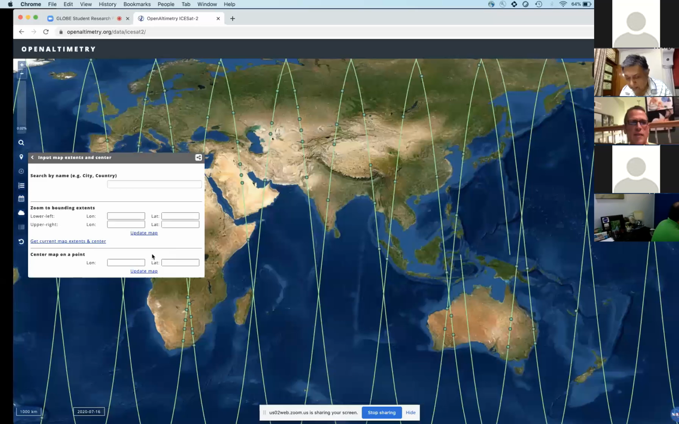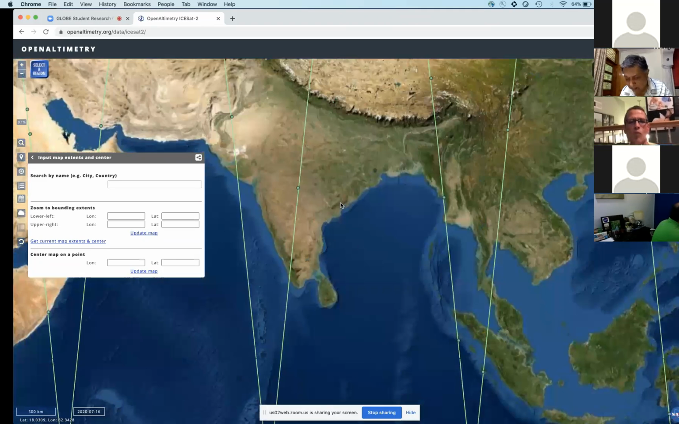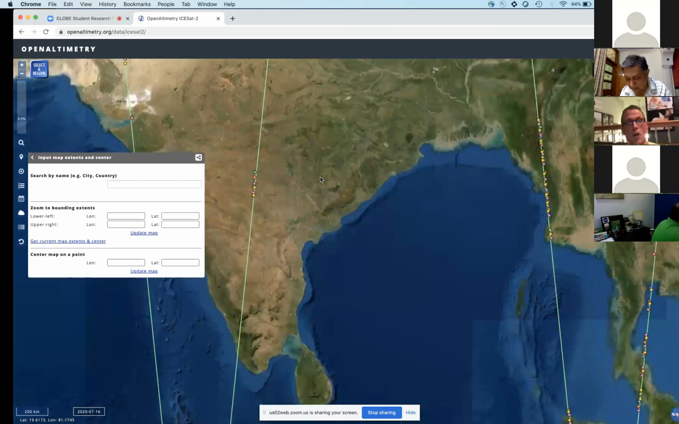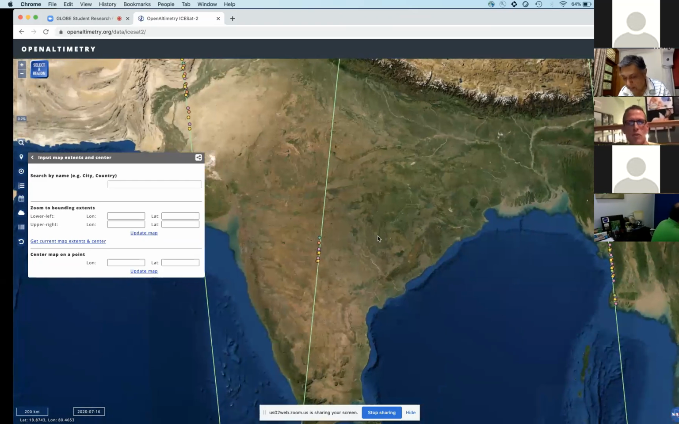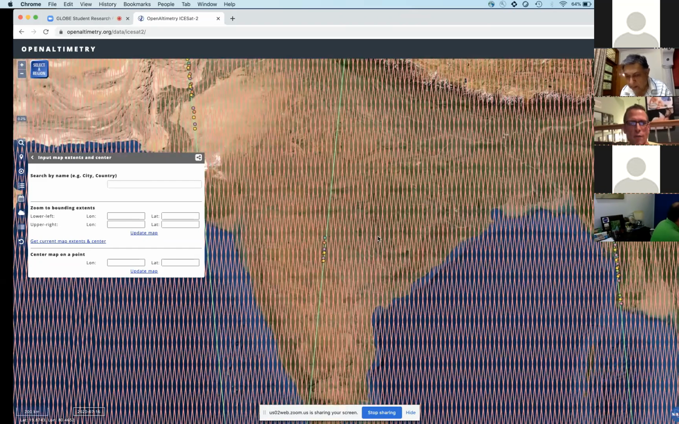And what happens is it'll center that area in the map, and you can zoom right in to see if ICESat-2 hit that area. So we're going to zoom in, and you're going to see a lot of red lines pop up here. These are all ICESat-2 tracks as well. So we're going to zoom in a little further here.